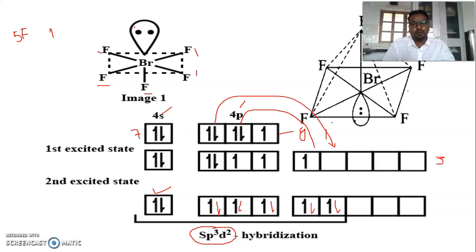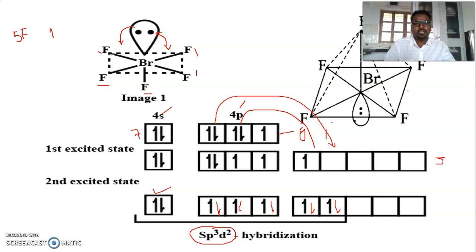You just look here, this is the lone pair. So lone pair bond pair repulsion, lone pair bond pair repulsion. Due to lone pair bond pair repulsion, the geometry gets distorted. So the geometry is square pyramidal. You just look here.